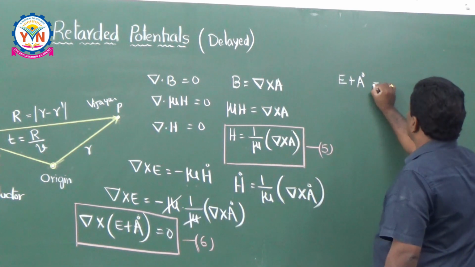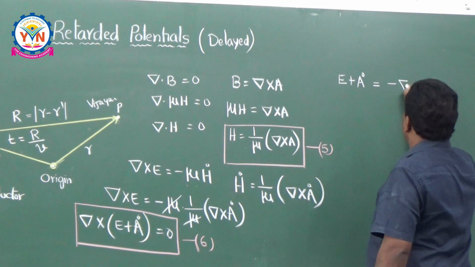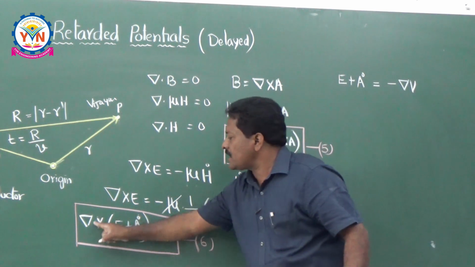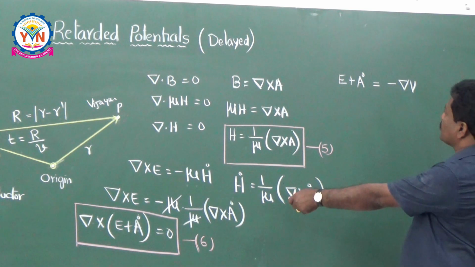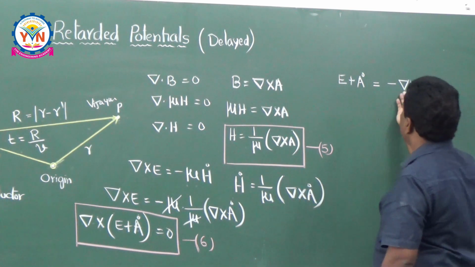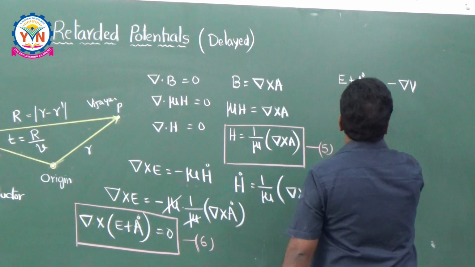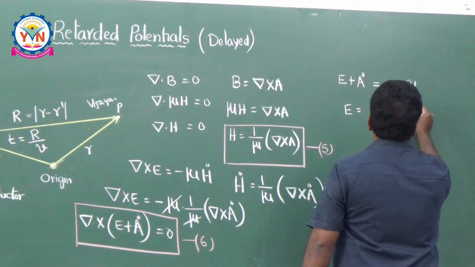Therefore, E plus A dot must be equal to minus del V. It is a potential. So you can say del cross of E plus A dot, that is, del V, is equal to 0. So from this I can write E is equal to minus del V minus A dot.